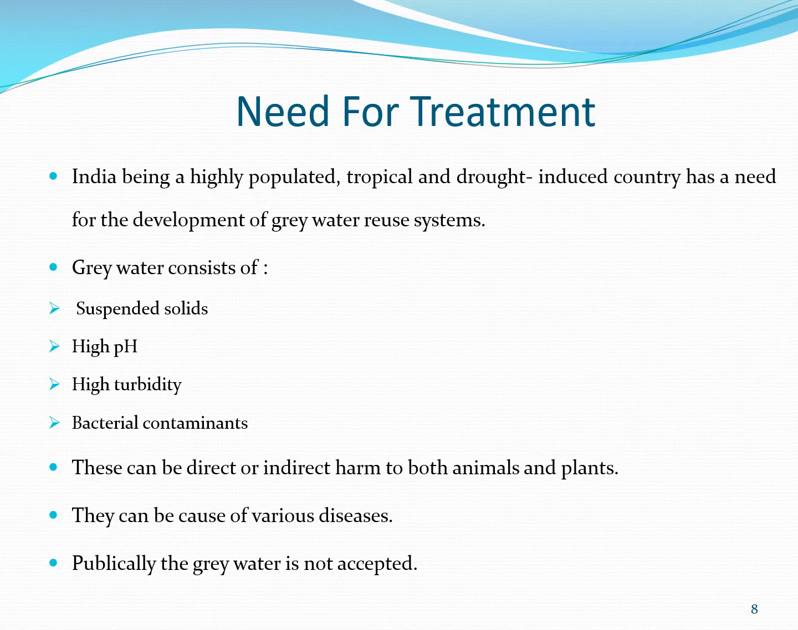So what is the need for the treatment? India, being a highly populated, tropical and drought-prone country, has a need for the development of grey water systems, because grey water consists of suspended solids, high pH, high turbidity, and bacterial contaminants, and this can be a direct or indirect harm to both animals and plants. They can be a cause of various diseases, and publicly the grey water is not accepted.